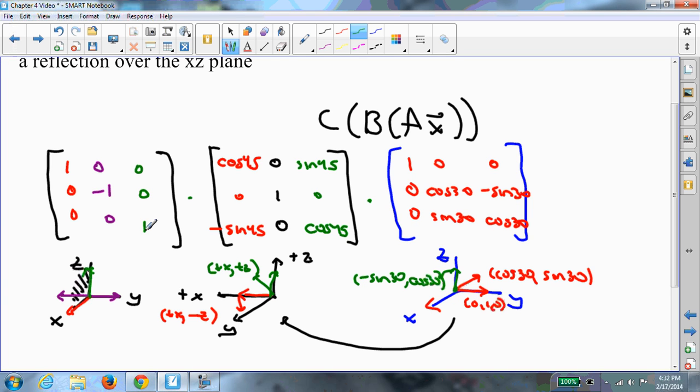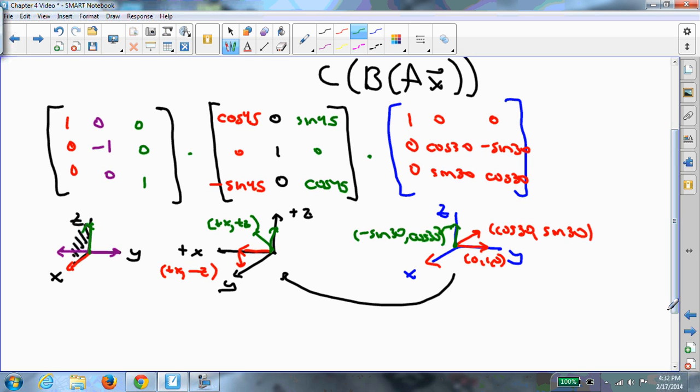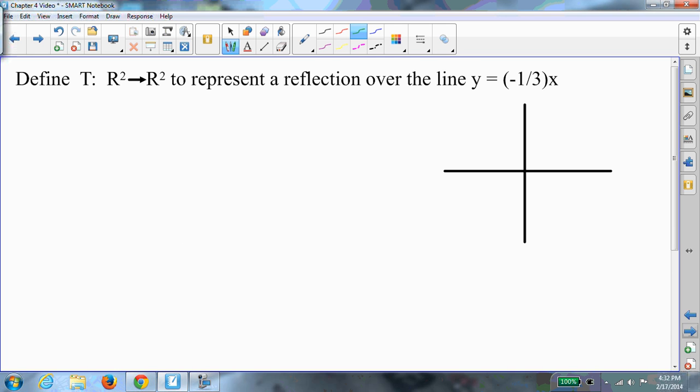And you multiply all three together, and that would be a single matrix representing all three transformations at the same time. That is a very colorful slide. Now, we also talked about how to build it algebraically, so that's what I'm going to do here.